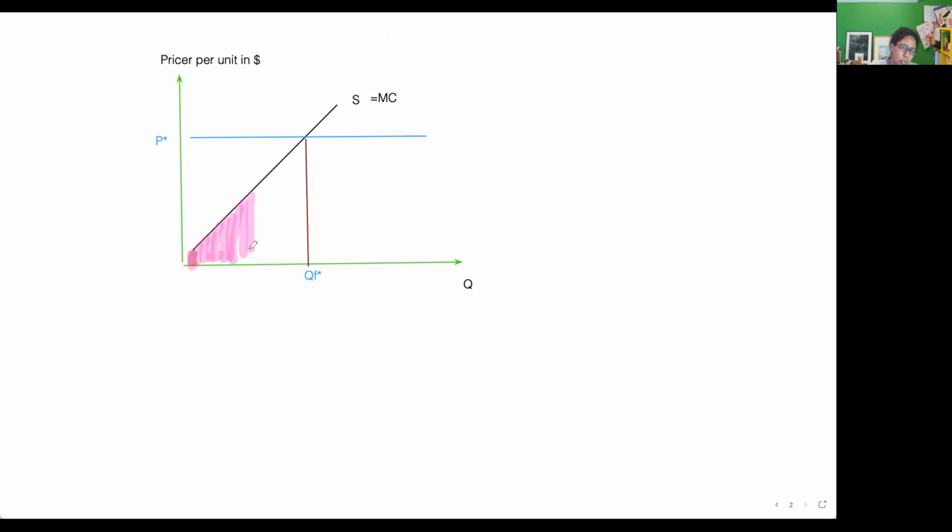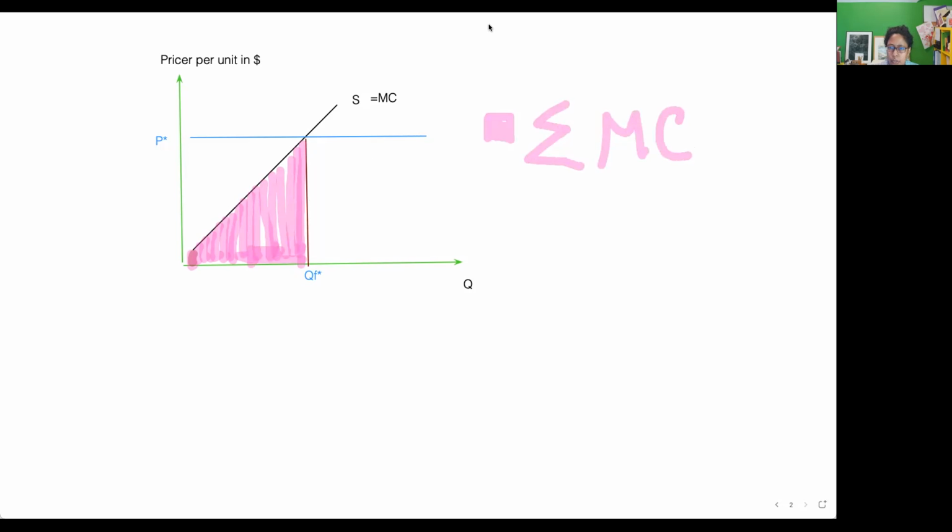But the producer surplus is not the cost. I think again of the word surplus, it's something extra that you're getting. So this is the cost. This is what I have to get paid to cover the cost of producing this, right? So this is the sum of the marginal cost.